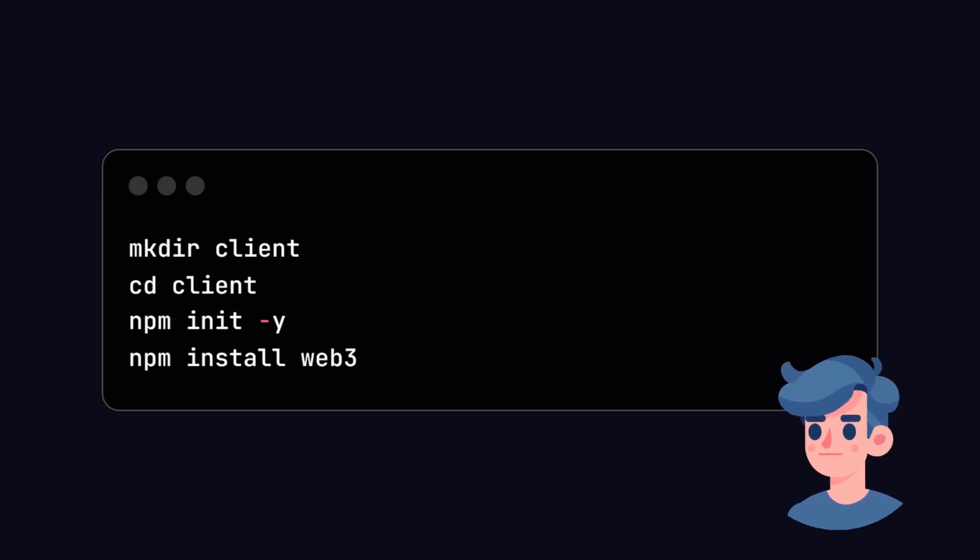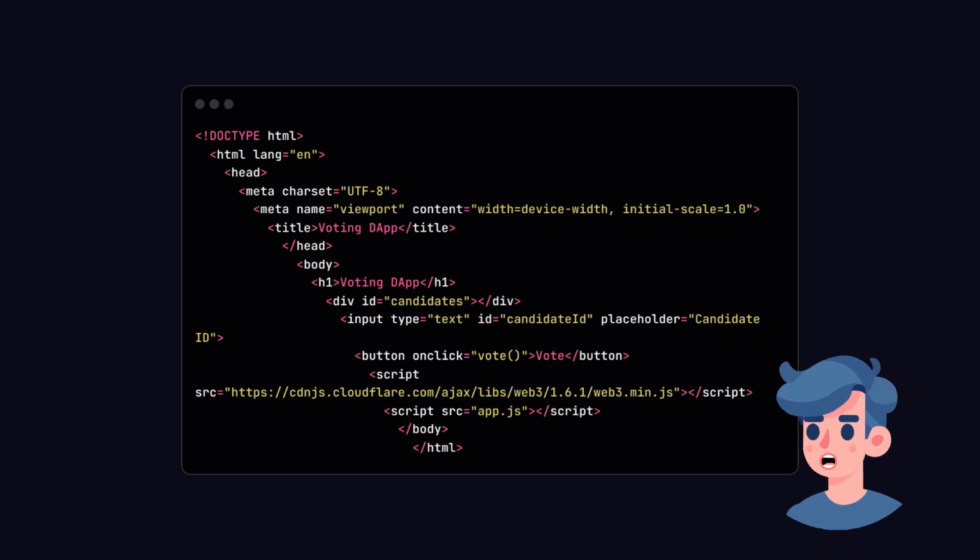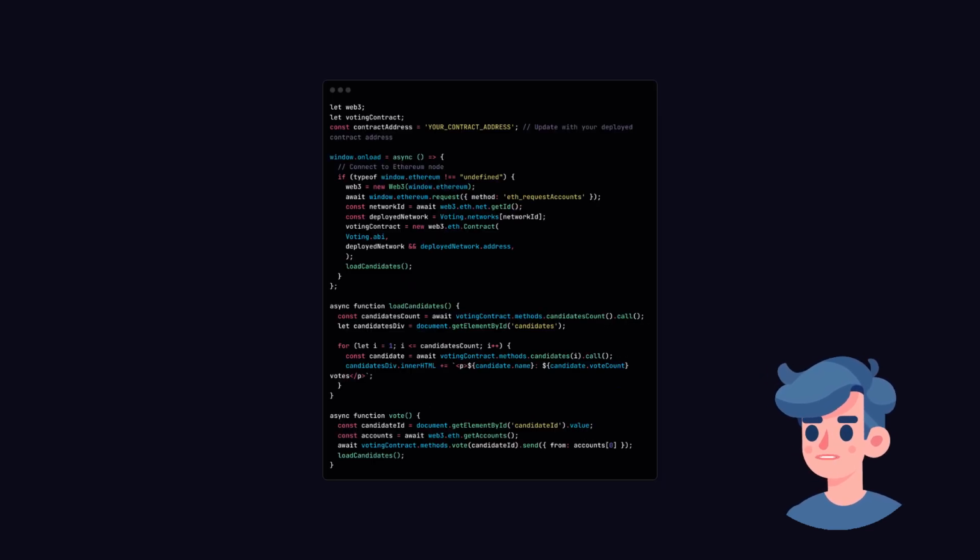For that, we'll use a simple HTML/CSS/JavaScript setup. Create a new directory called Client in your project's root directory. Web3.js is a JavaScript library that allows you to interact with the Ethereum blockchain. After installing it, we create an index.html file where we'll set up our front-end interface.